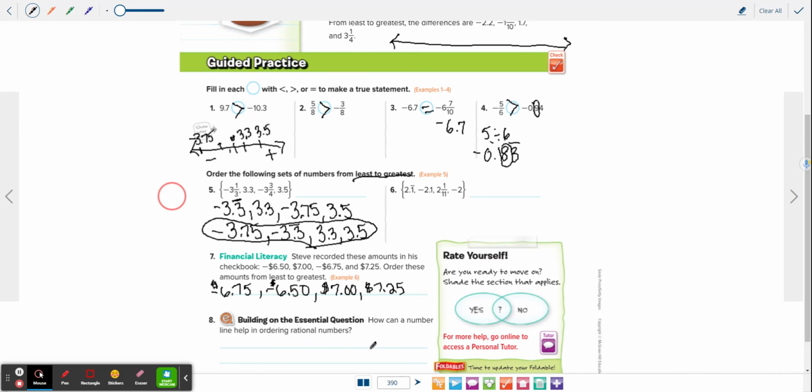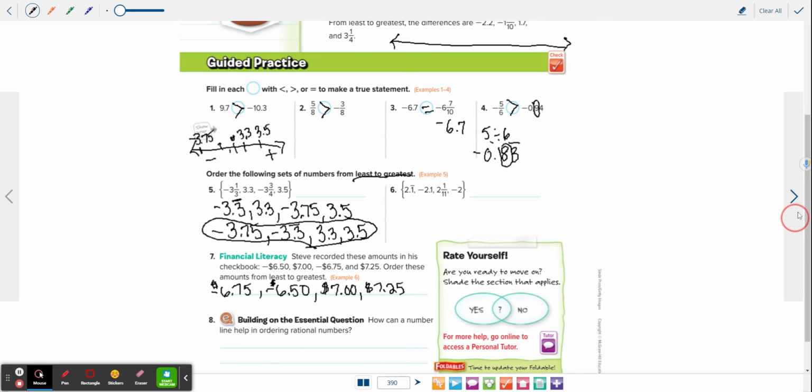All right. And then it says, how can a number line help in ordering rational numbers? Just like I showed you up here, you can see that the more to the left, the more negative a number is, the smaller it is. The farther to the right it is, the more positive it is, the bigger the number is going to be. And that just shows you that when you look at it visually.